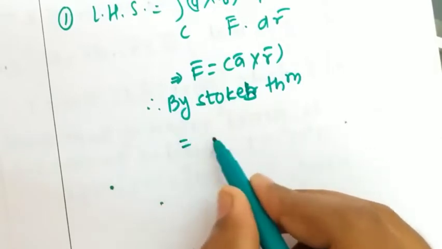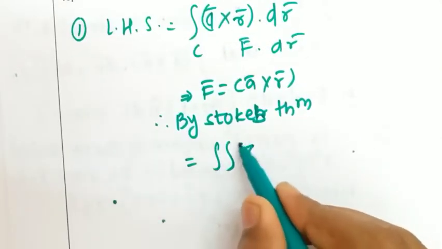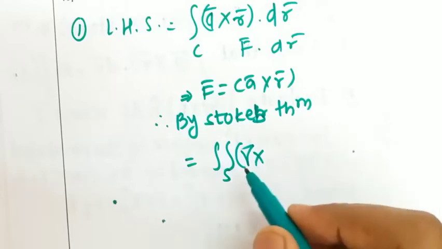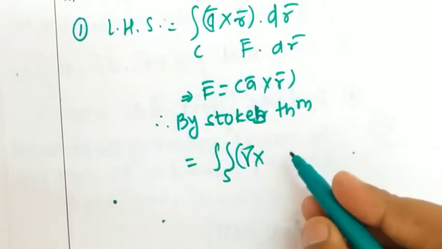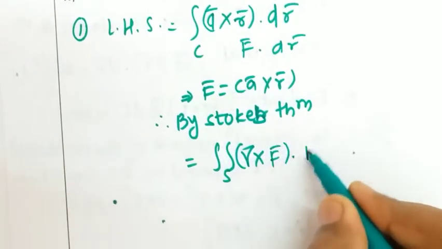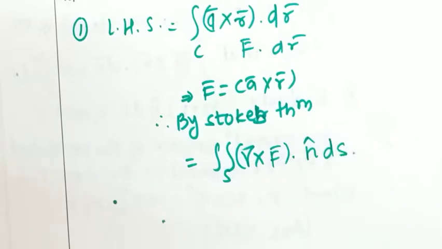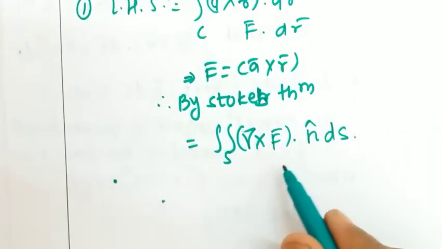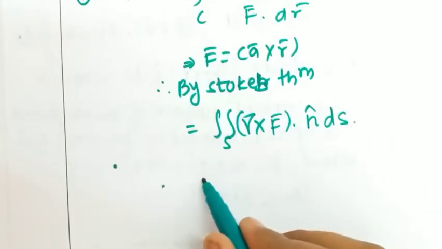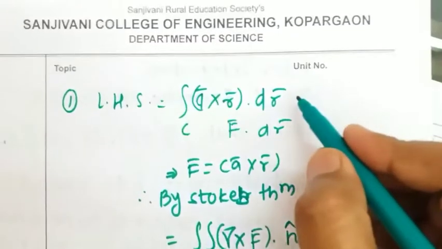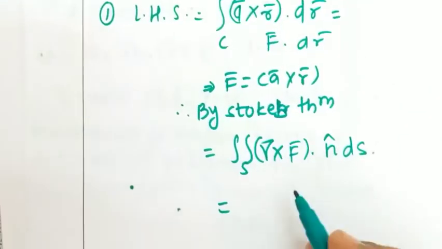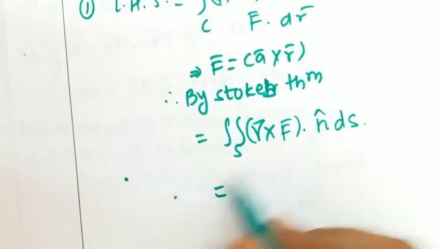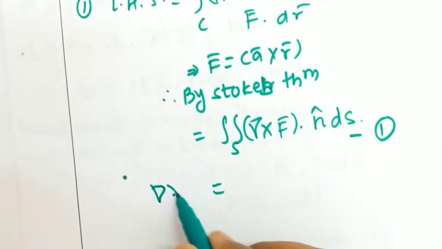by Stokes theorem this is equal to the double integral over S, where S is the surface which is bounded by the curve C, of del cross f bar dot n cap ds. Now let us calculate del cross f bar. We need to prove this equal to 2a bar dot ds bar. I will give this equation number 1. Calculate del cross f bar separately.